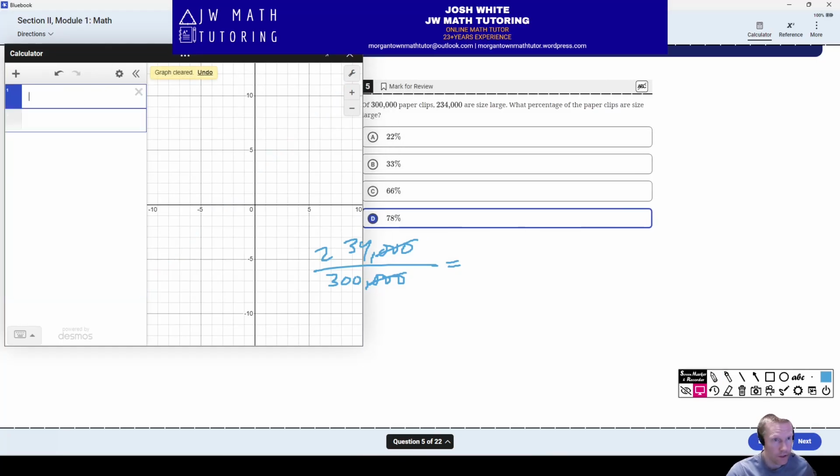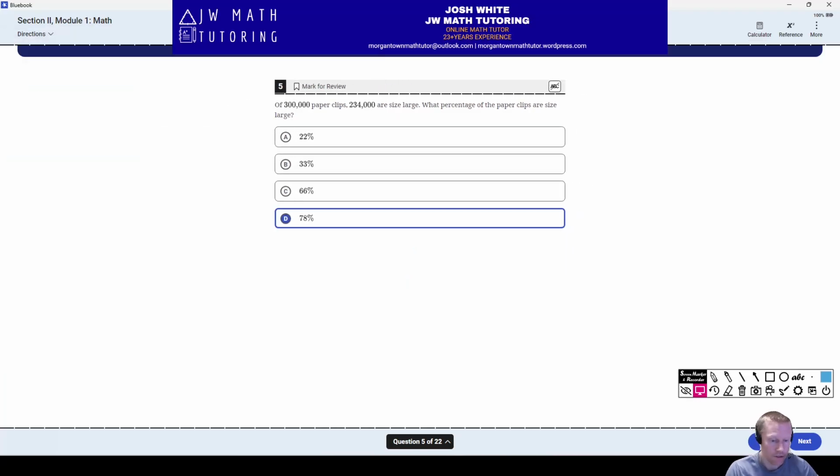And of course, you would probably just go into Desmos because you most likely wouldn't know what 234 out of 300 is. And see right here, we get this, and of course, to convert it to a percent, we're going to multiply by 100. So correct answer again is just letter D.